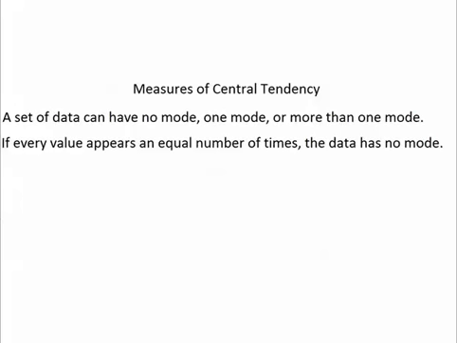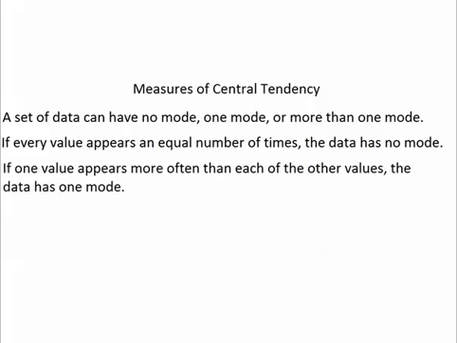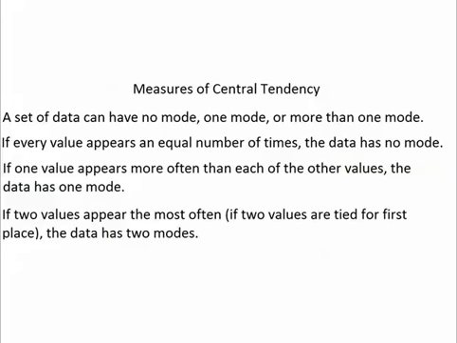So here's what we just talked about. If every value appears the same number of times, the data has no mode. If one value appears more often than each of the other values, if there's one value in first place, the data has one mode. And if 2 values both appear the most often, and every other value appears less often, the data has 2 modes.